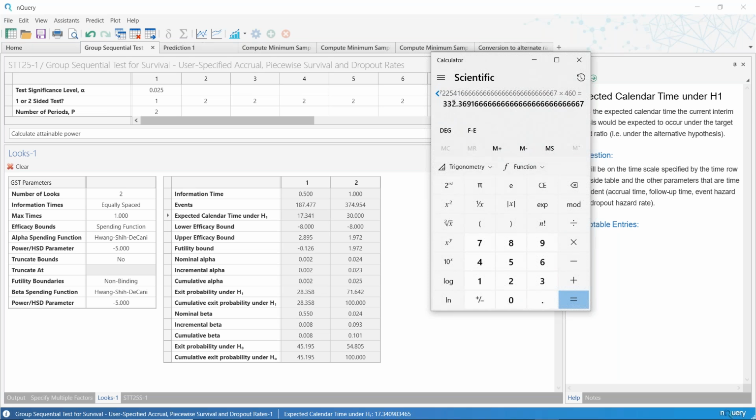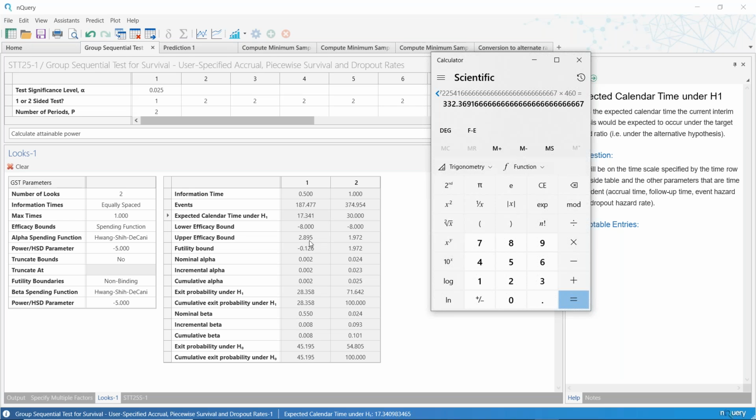So what we're saying here is that, with a fairly simple calculation, just take the ratio of the expected calendar time divided by the expected total accrual time. Then we multiply that by our total sample size. Then we're basically getting back what the expected enrollment will have been at this 17.34 time effectively.